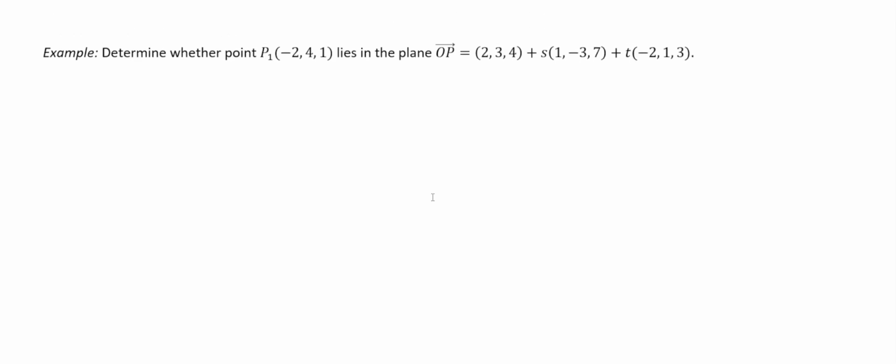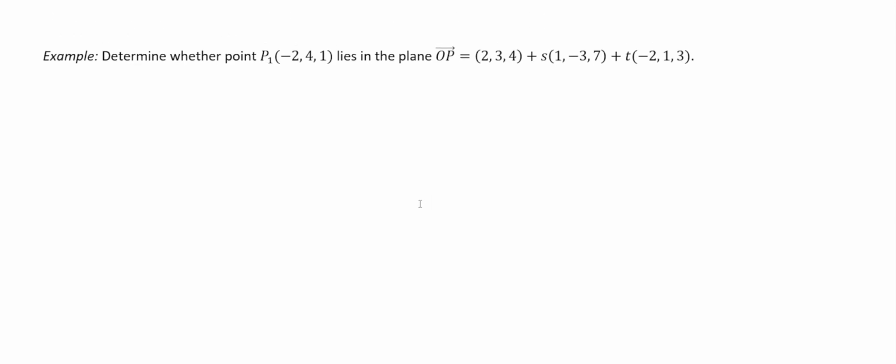Okay, the final example. Determine whether the point P(1, -2, 4, 1) lies in the plane OP = (2, 3, 4) + s(1, -3, 7) + t(-2, 1, 3). So there are 2 methods that I'm going to do right here. I'm giving you the heads up, try and write small because we're going to try and fit 2 methods of doing this. All right, so here's method 1.